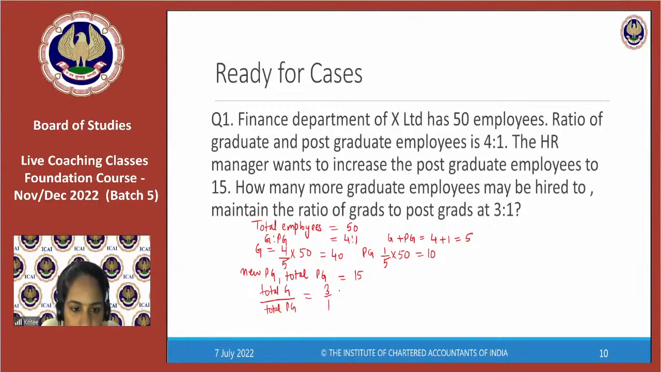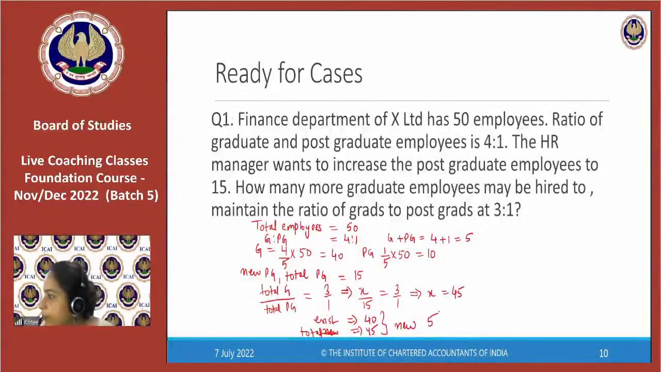So I don't know this. Let this be X. X upon 15 to be equal to 3 by 1. So that gives me X to be equal to 45. Existing graduates are 40. Total graduates are 45. So the new graduates that I have to hire are 5 more. That is it. Is that fine? Okay.